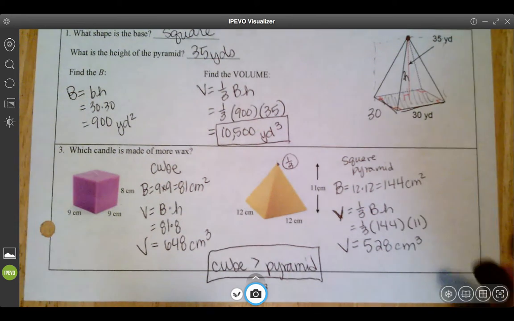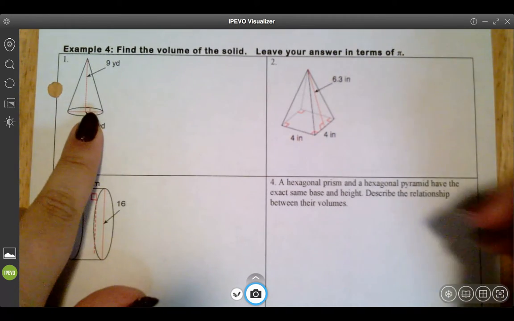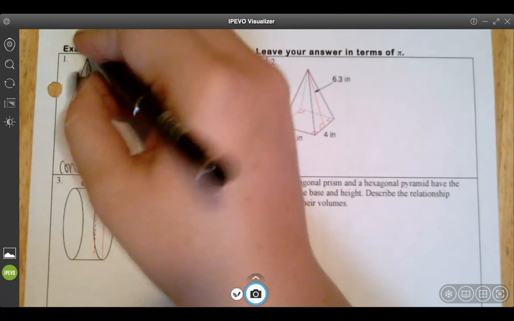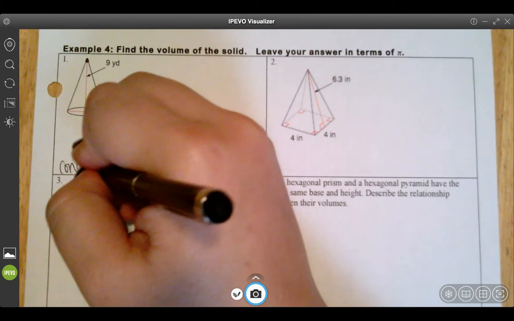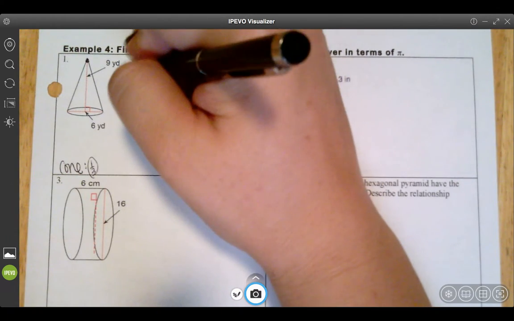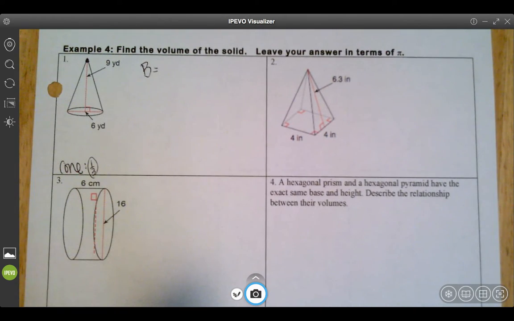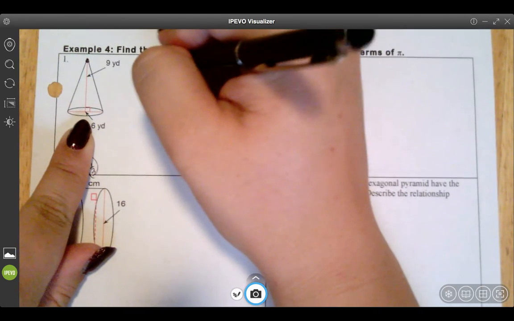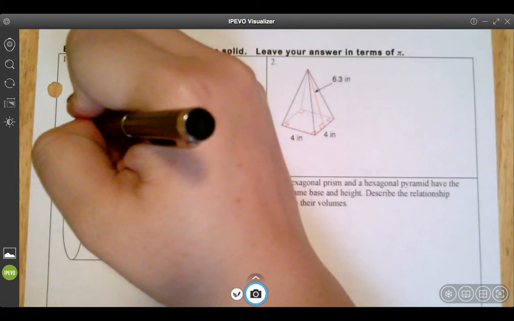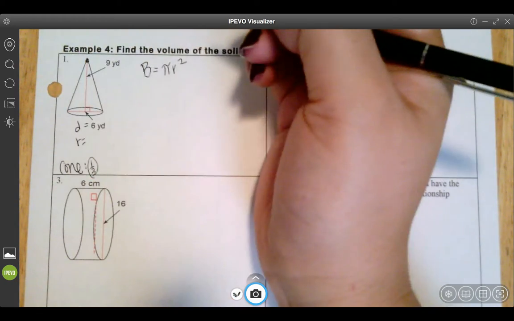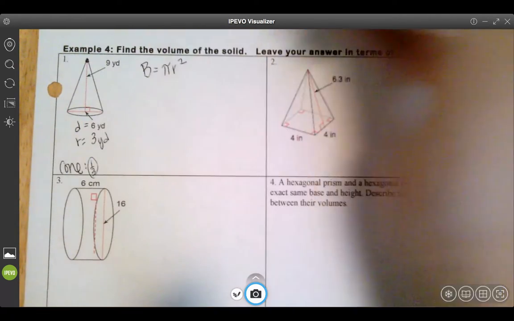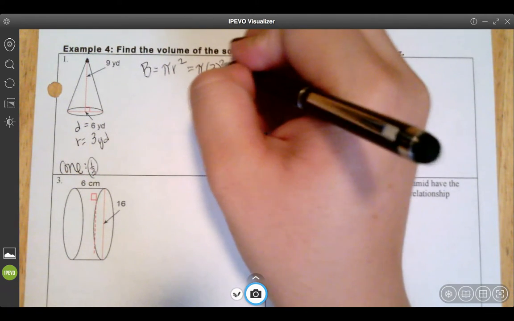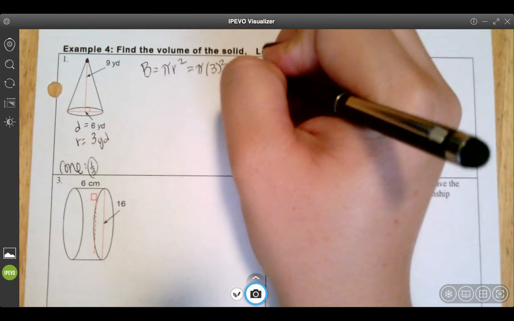Okay, let's take a look at our last page. We want to find the volume of our solid. This one is a cone, comes to a point, and so that is going to be a 1/3 formula. First, we need to find the base. Always for these volumes, we're starting with the area of the base. So our base here is a circle. A circle is pi r squared. I am given, though, the diameter. So our radius is half of that, which is 3 yards. So our base is pi times 3 squared, or 9 pi square yards.